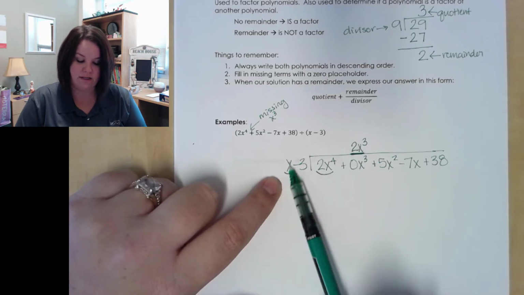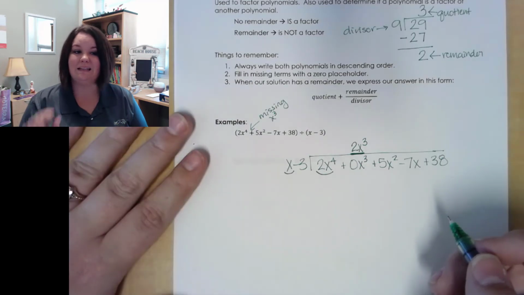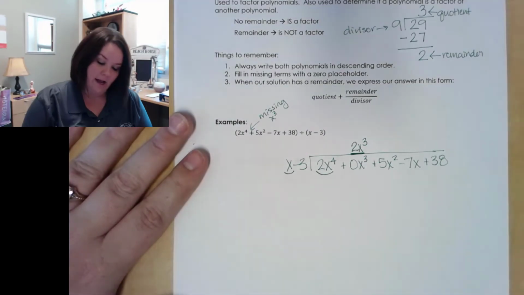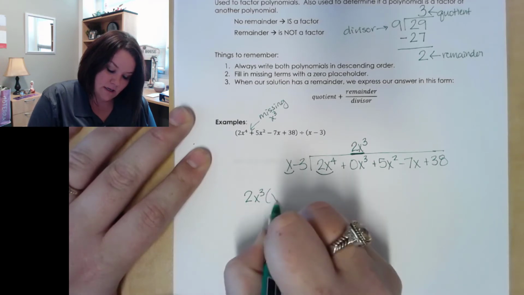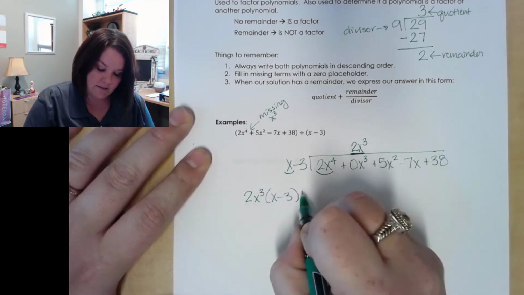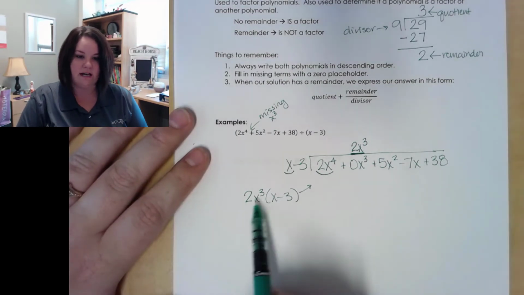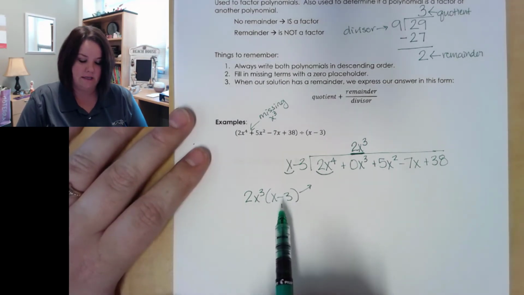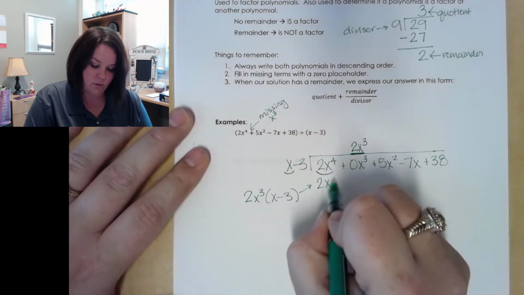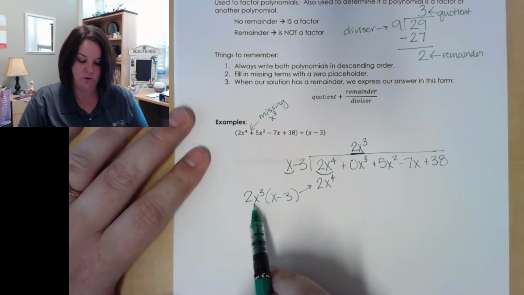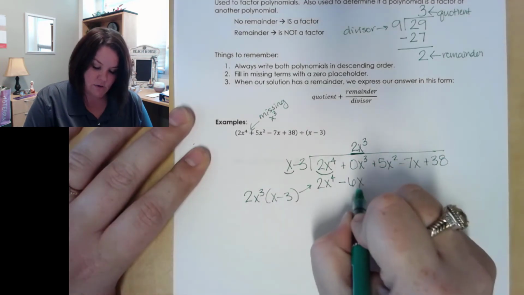So you can distribute this in your head and write it below, or if you have a hard time with making little errors, little sign errors, I encourage you to write it out. I'm going to go ahead and just say we're going to do 2x cubed times our divisor, x minus 3, and write it here below. So now I can do this kind of right here and maybe not make mistakes. So 2x cubed times x gives me 2x to the fourth. 2x cubed times negative 3 gives me negative 6x cubed.